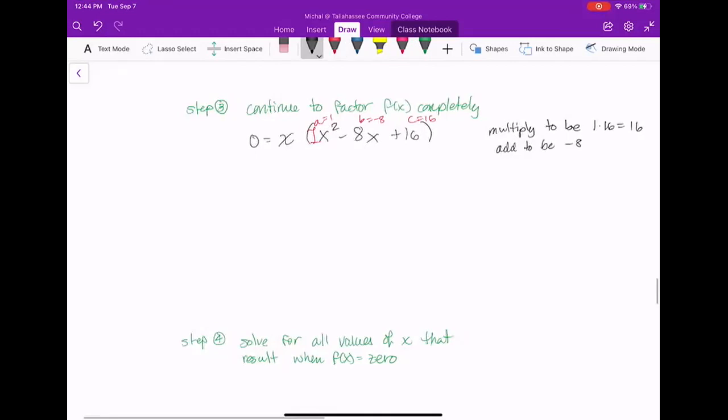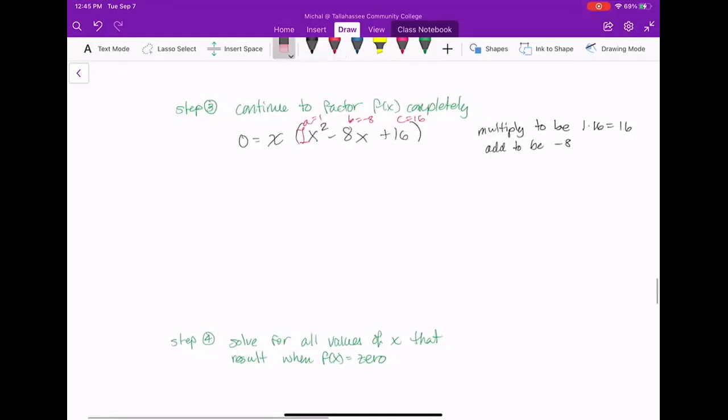That tells me that at least one of my factors here is going to be negative. So 16 is equal to 1 times 16, or negative 1 times negative 16. 1 plus 16 is 17. Negative 1 plus negative 16 is negative 17. Those are not our factors. Also, 2 times 8 is equal to 16, but 2 plus 8 is equal to 10. And if I try the negatives, it's just going to be negative 10.